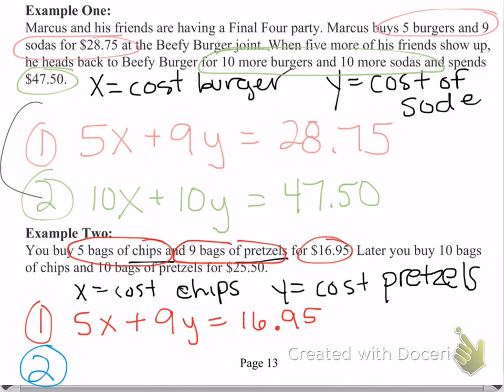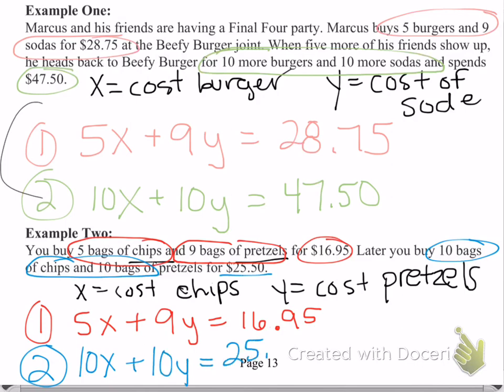The second time, you buy 10 bags of chips and 10 bags of pretzels for $25.50. So that's 10x plus 10y equals $25.50. These are your two systems you can use to solve for how much the chips are and how much the pretzels are. And hopefully you're having a good time with your friends because you've got a lot of chips and pretzels. And hopefully you're keeping them happy.